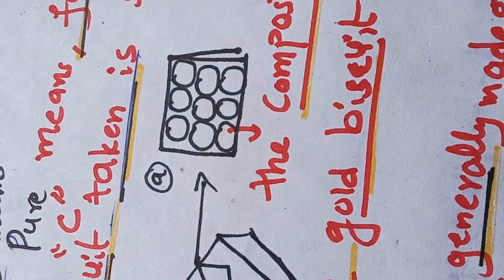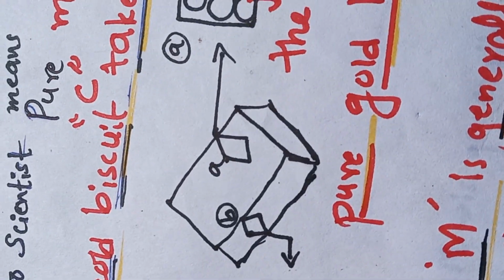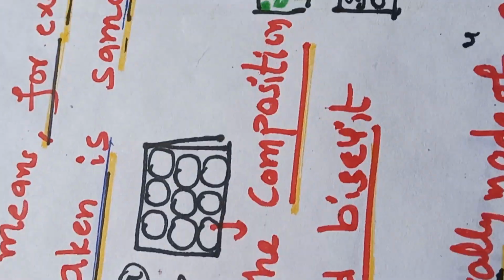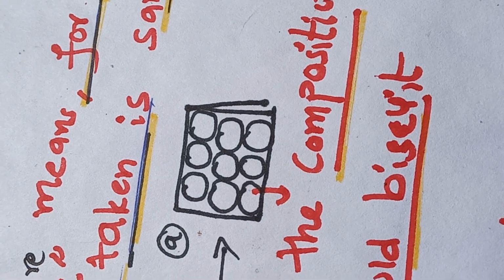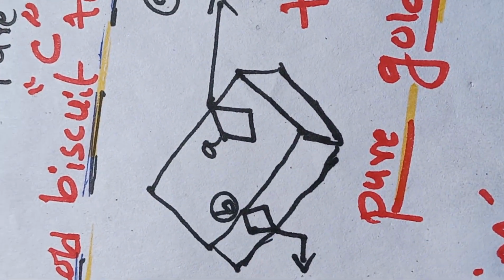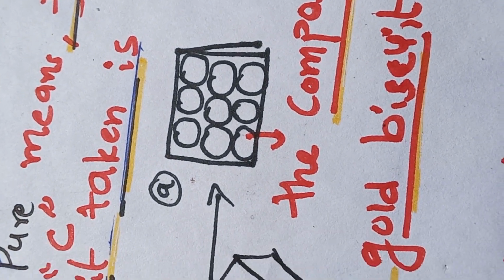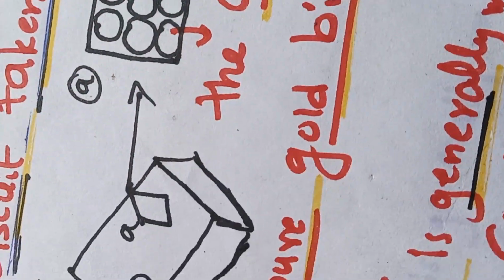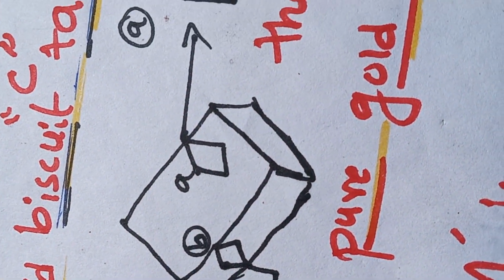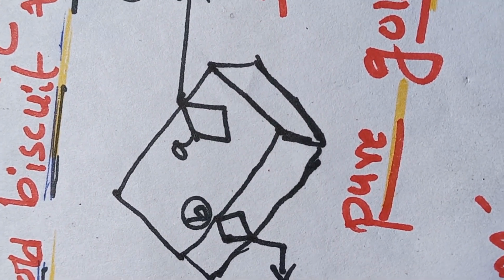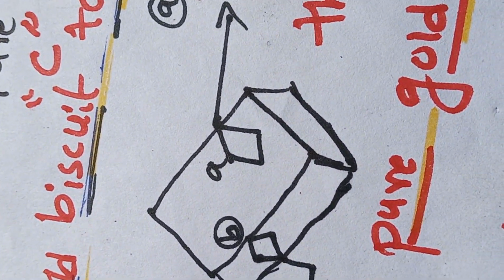That means from the pure gold biscuit, whichever part we take, the composition in it will be the same throughout the sample. There is no change in the composition. Such substances are known as pure substances. Here in the pure gold biscuit, whichever part we take, the composition is the same throughout the gold biscuit.